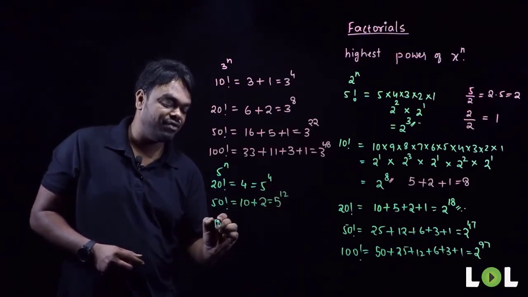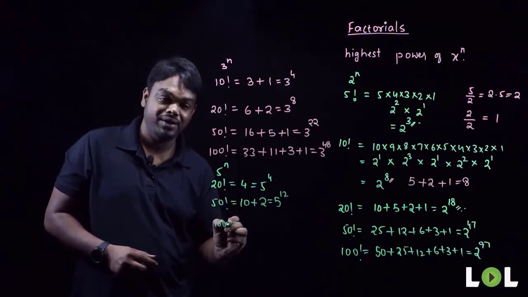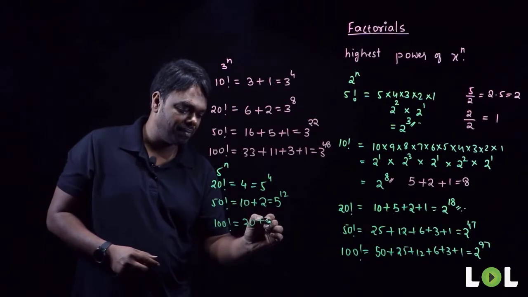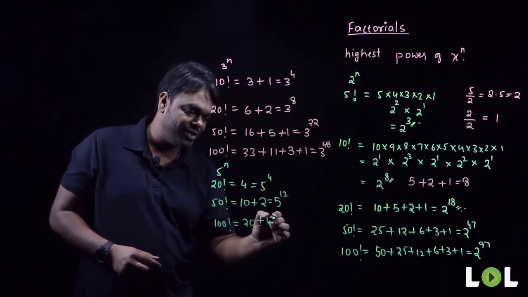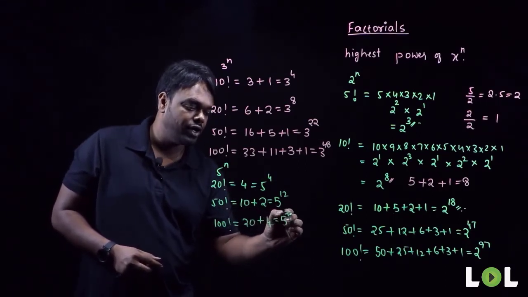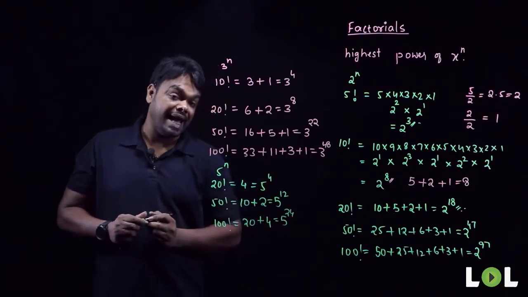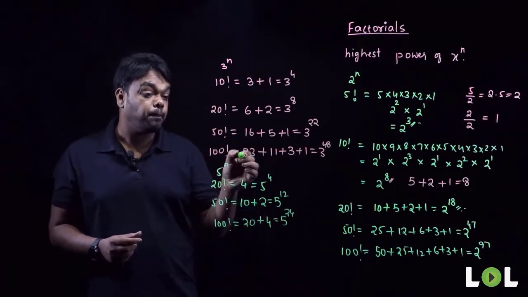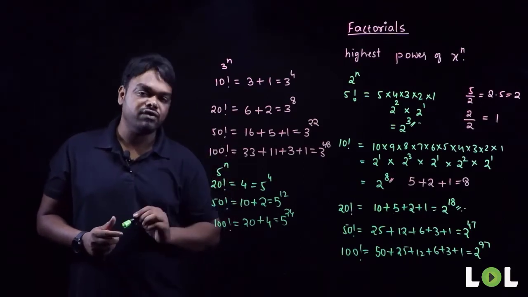So 100 factorial. 100 by 5, 20. 20 by 5, 4. Can I divide further? No. That should give us 5 power 24. So this is how we calculate the highest power of any given prime number in any given factorial.